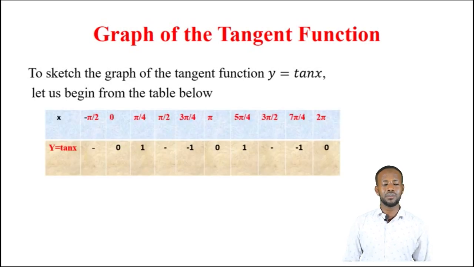When x is negative pi over 2, what is tan x? By the way, negative pi over 2 is what? It is negative 90 degrees. So using the unit circle, you can find the value of that, whether it is defined or undefined, you can know from there. So what we wrote in here, as you can see, there is a hyphen, a dash.